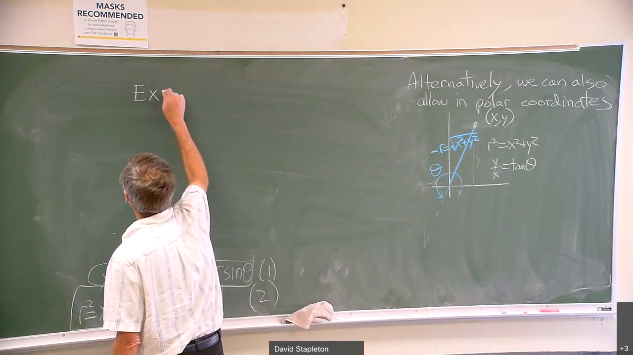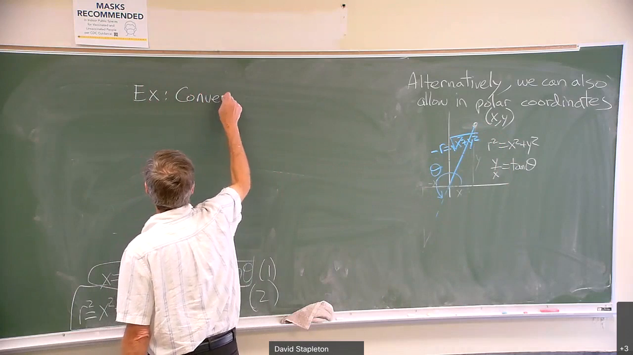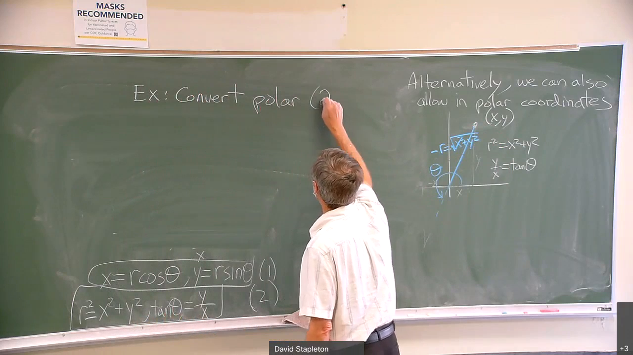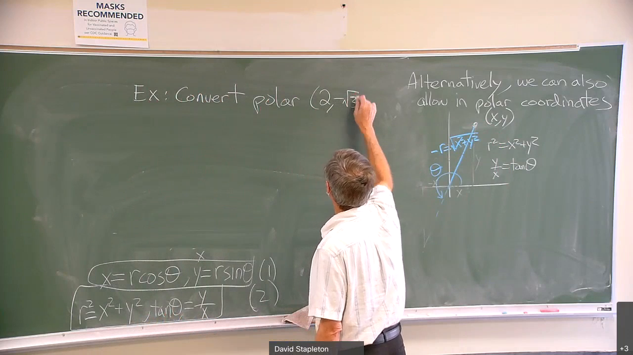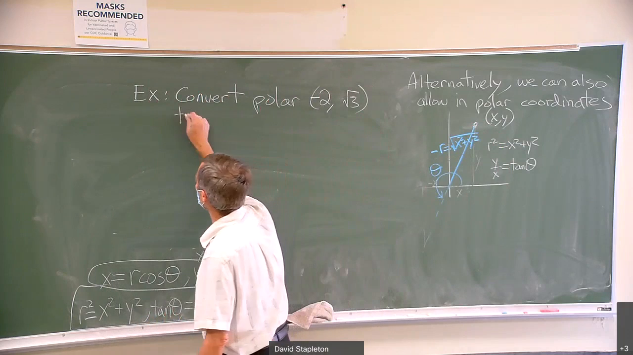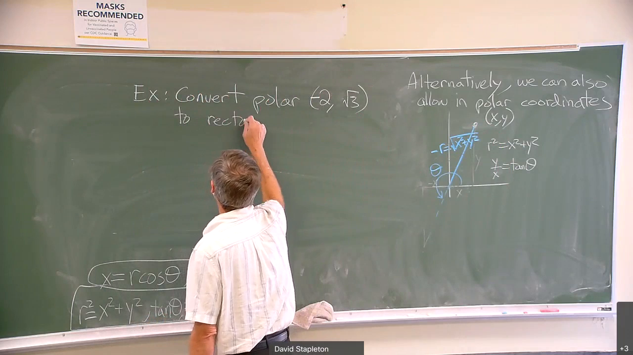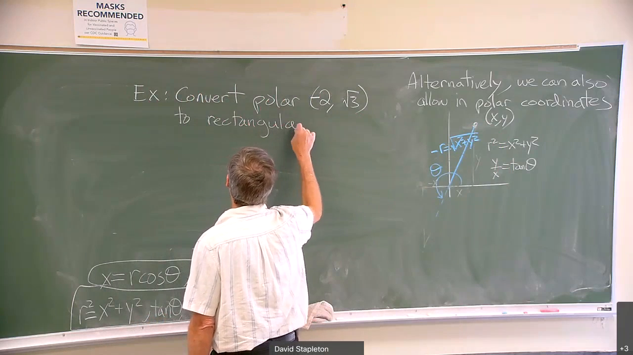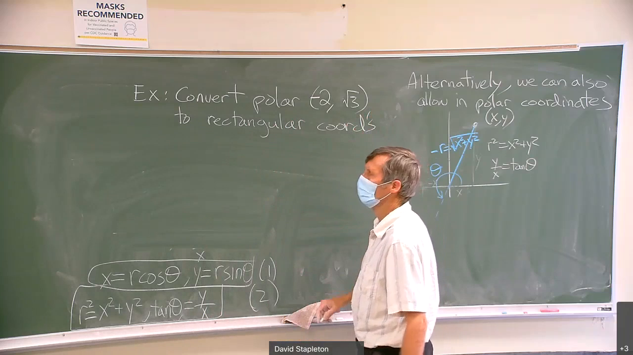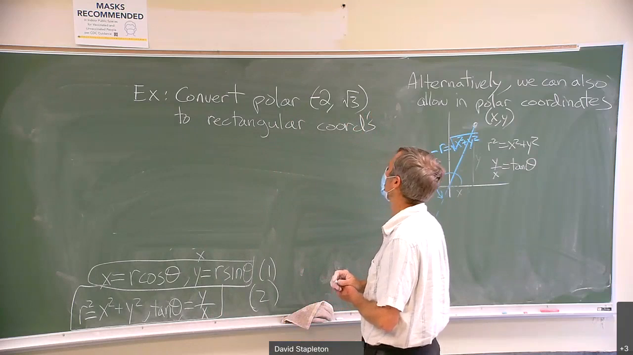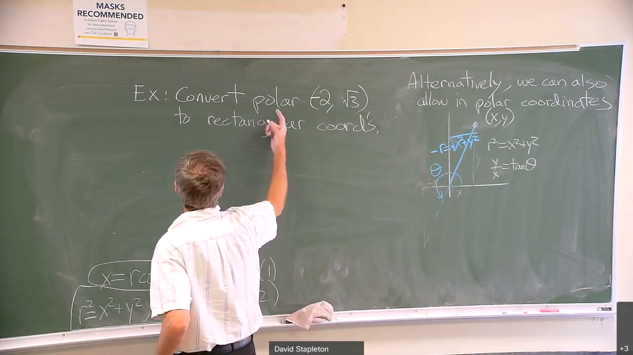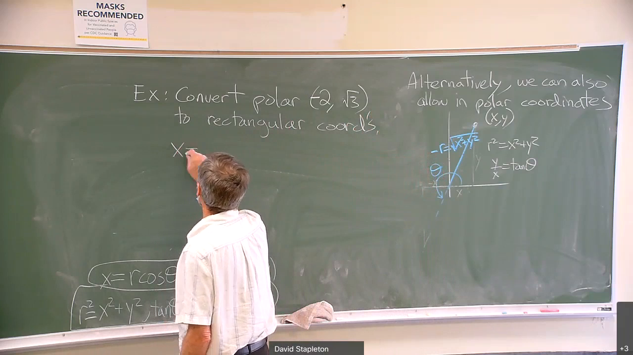So suppose I said convert the polar coordinates minus 2 pi over 3 to rectangular coordinates, Cartesian coordinates. All we need is equation 1. So if you're going from polar to rectangular, it's actually very easy. Just put x equals r cosine.